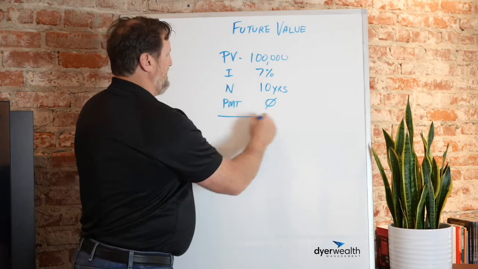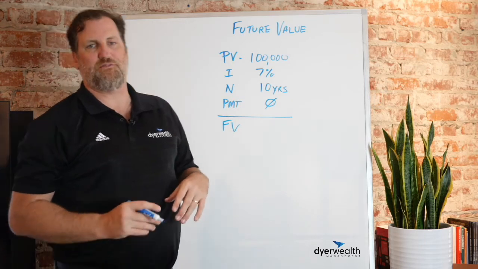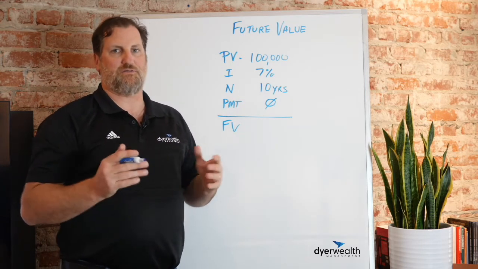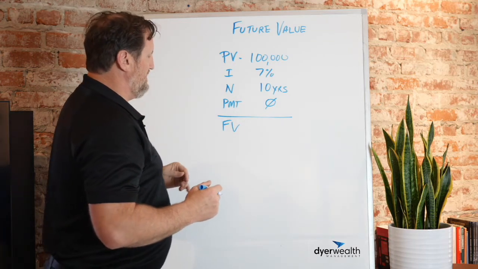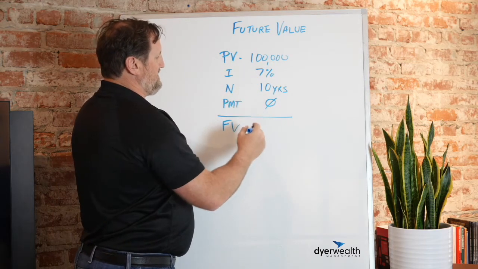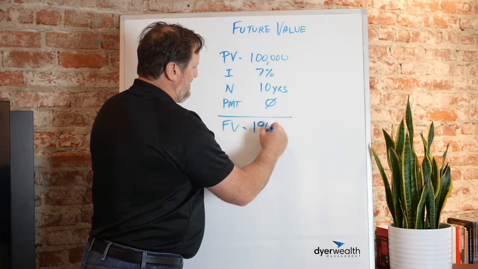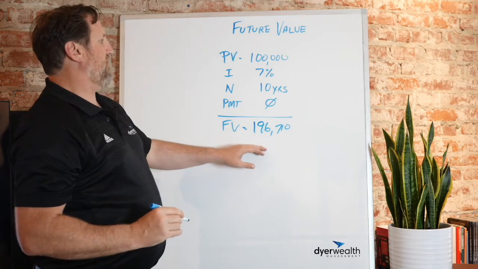All right. So we can put this in the trusty future value calculator. You can find any of them online. There's a lot of different sources to do that just by Googling. But I've already done this calculation. And in this case, $100,000 growing at 7% for 10 years with no payments is $196,000. I think it was $710.